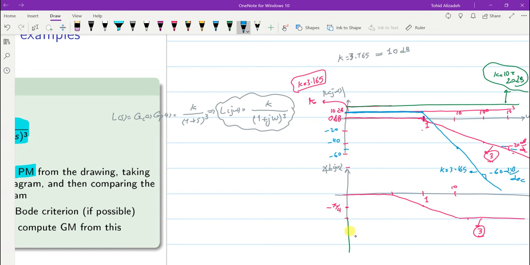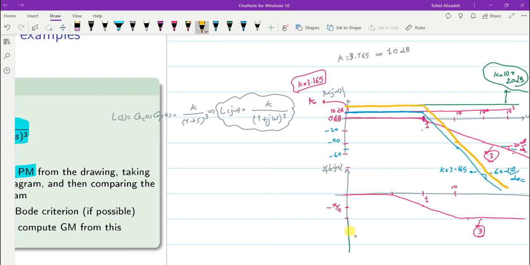If you have K equal to 10 or 20 dB, then the amplitude plot will move 10 decibels upwards. We'll have 20 here. At this point, we'll have 40. And then in terms of the slope, it will be the same, minus 60 dB per decade. In terms of the phase, both of them will be the same.